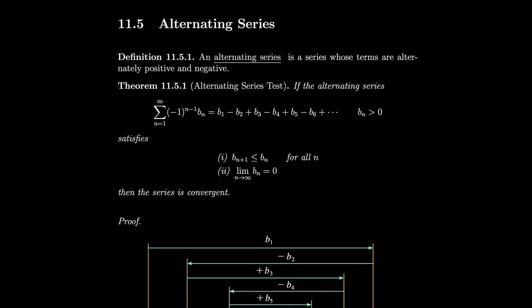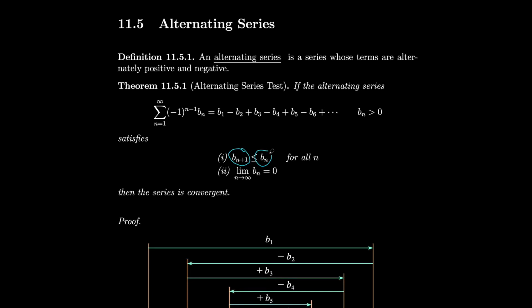Section 11.5, Alternating Series. An alternating series is a series whose terms are alternately positive and negative. It turns out that there's a test to determine whether an alternating series converges. The test requires that the series is decreasing, but when we say decreasing for an alternating series, we mean that the terms without the minus sign are decreasing.